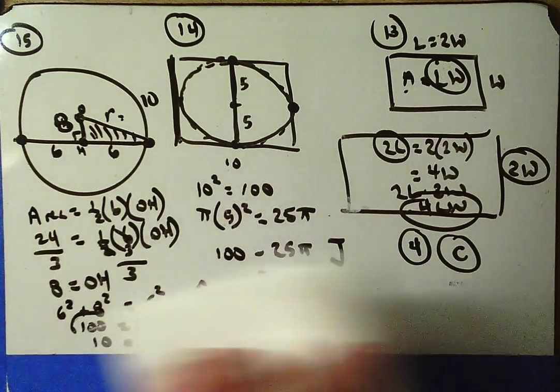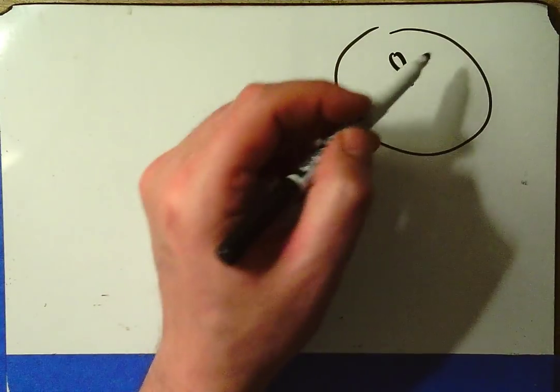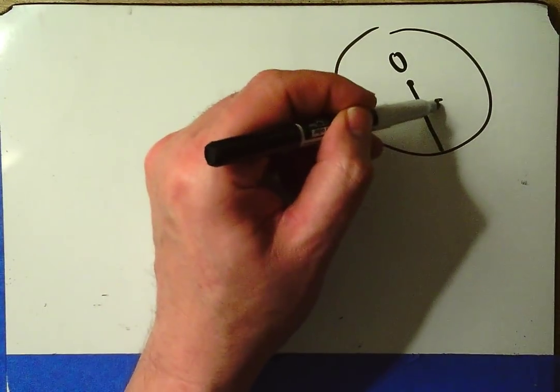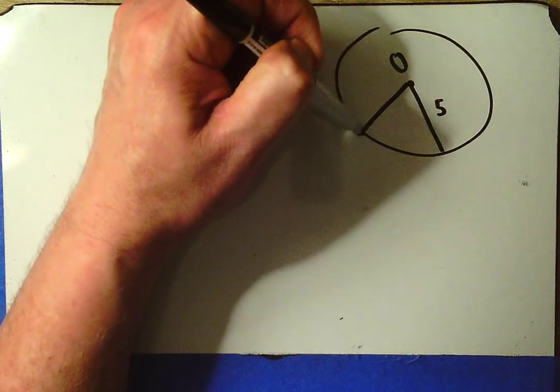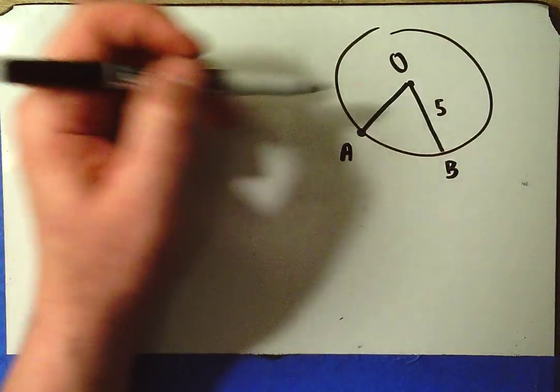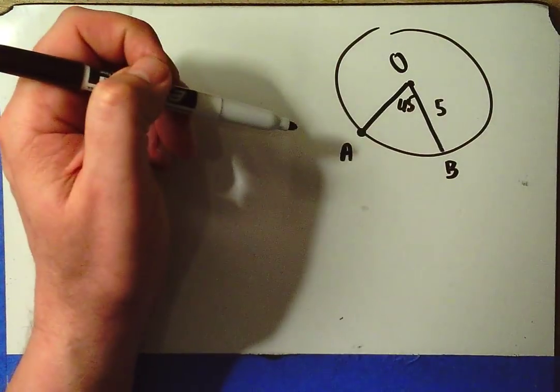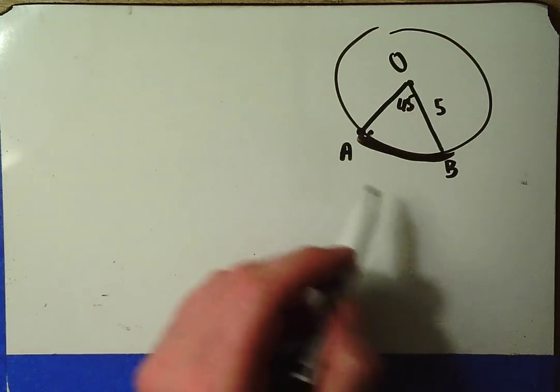16. Let's take a look at 16. The circle is not shown, so I think I'm going to draw one. Here's circle O, not shown, with a radius of 5 and an angle AOB. Okay, so AOB is 45 degrees. What is the length of arc AB? So they want to know the length of this arc.